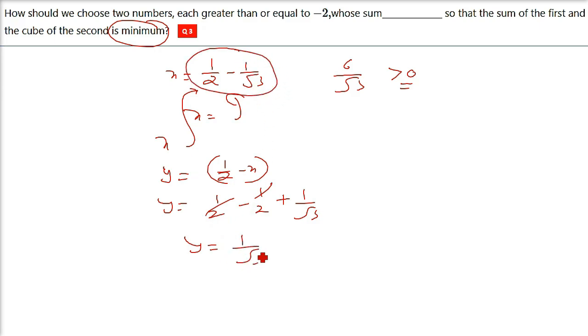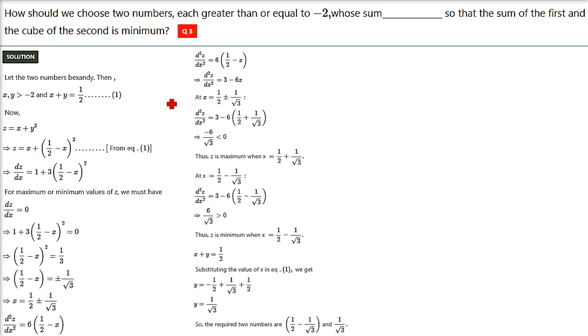So this is 1 by root 3, and this x and y we have received, and these are the final values. You can just stop here, because we need minimum. As I am reiterating again and again, the simple logic is to check for both the values, get the value which is greater than 0, and that is the final value you can give to x and y. So the required numbers are half minus 1 by root 3 and 1 by root 3, which will make this minimum.